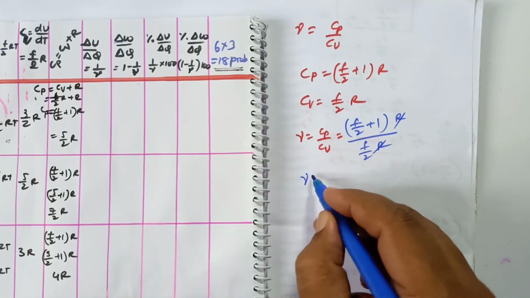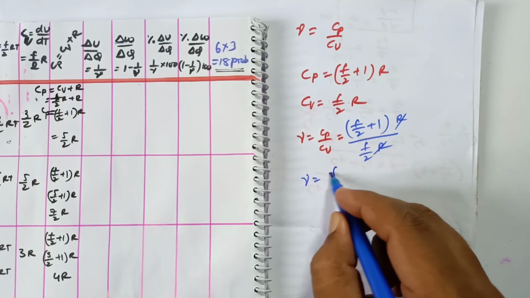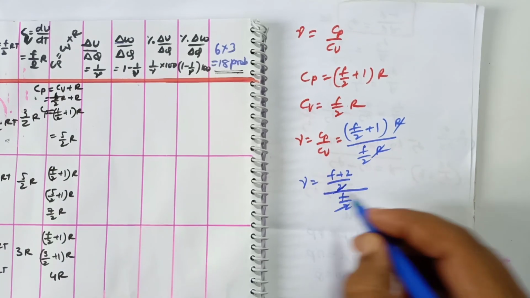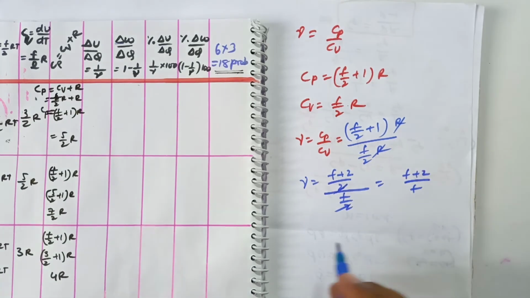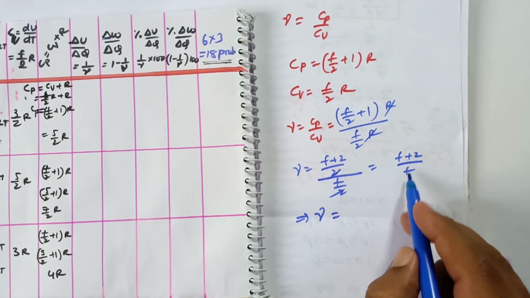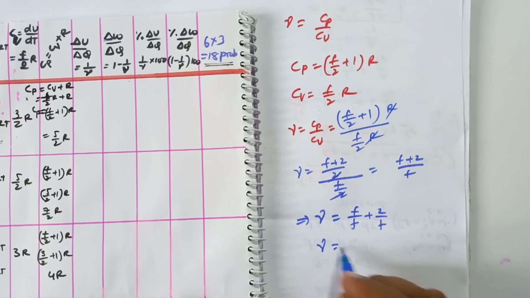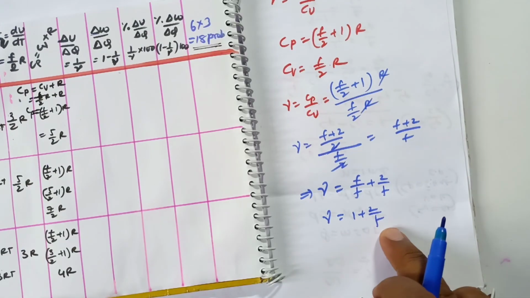Then what is left? Gamma is equal to, you can take an LCM here. So you'll get F by 2 plus 1 whole divided by F by 2. The 2s get cancelled now. F by F plus 2 by F here. Therefore, this implies that the value of gamma is equal to F by F plus 2 by F. So gamma is equal to 1 plus 2 by F. Like this we got the value of gamma here.